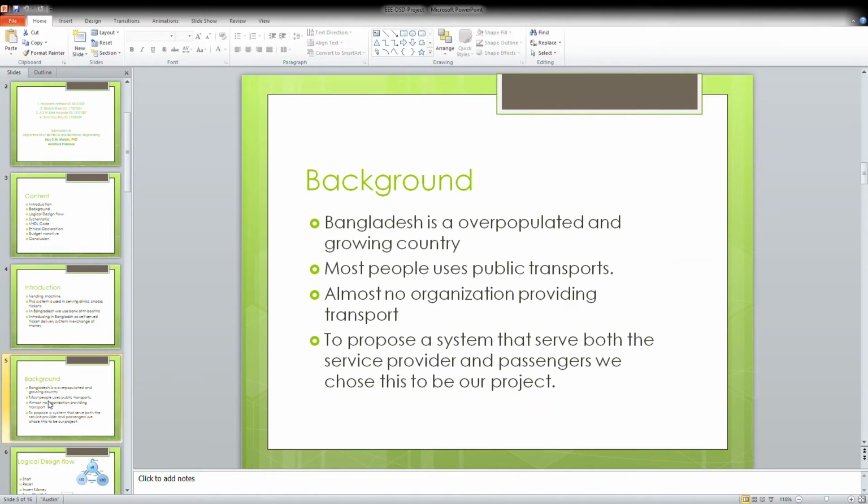Background. Bangladesh is an overpopulated country. Most of the people are below the poverty line, so they need to use public transportation. There is almost no well-organized system for transport, so we want to make a system that helps provide a good, organized public transport system.